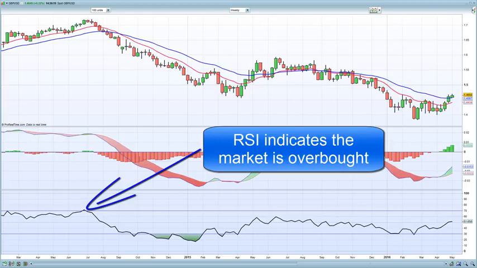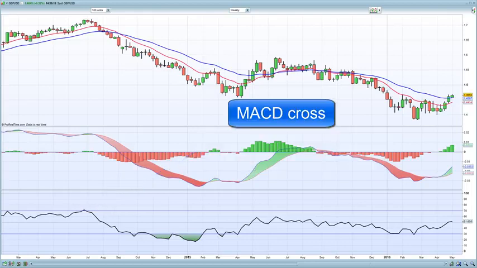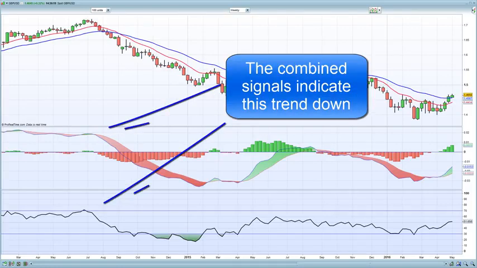However, we want to help us filter out false signals on the RSI, so we also look at the MACD to give us confluence. We can see it is indicating the momentum has come out of the market, as far as the market rallying or going up is concerned, and we have an MACD cross here. A signal to enter this short trade could be waiting for the RSI to come back out of the overbought and also waiting for the MACD cross. We can see that those combined signals are an indication that captures this trend.